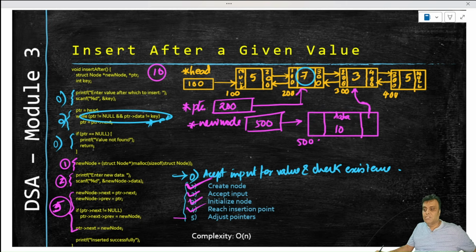So what is this particular adjustment? Let us say our new node's next is the pointer's next, right? So what does that do? That says our new node's next is the pointer's next. That means whatever the pointer was pointing to, the next was pointing to 300. 200 was what the pointer was pointing to, and the next is pointing to 300. So the 300 is something that the new node now needs to point to, right? Because I'm inserting in between, the new node is now going to point to the next element, which is 300.